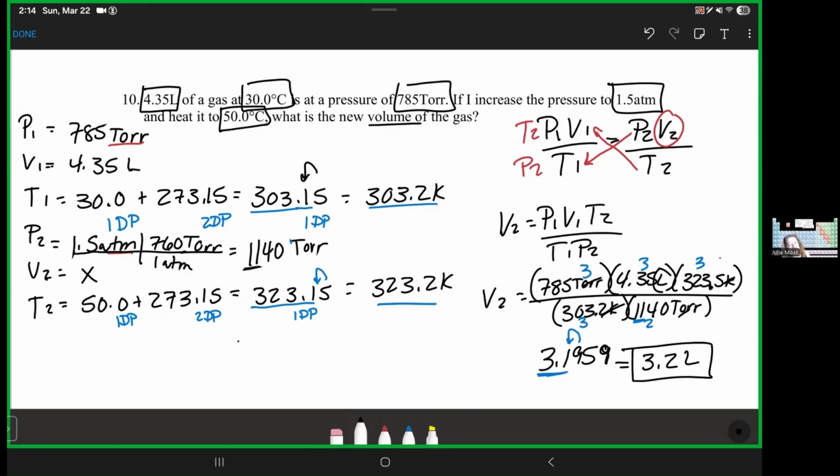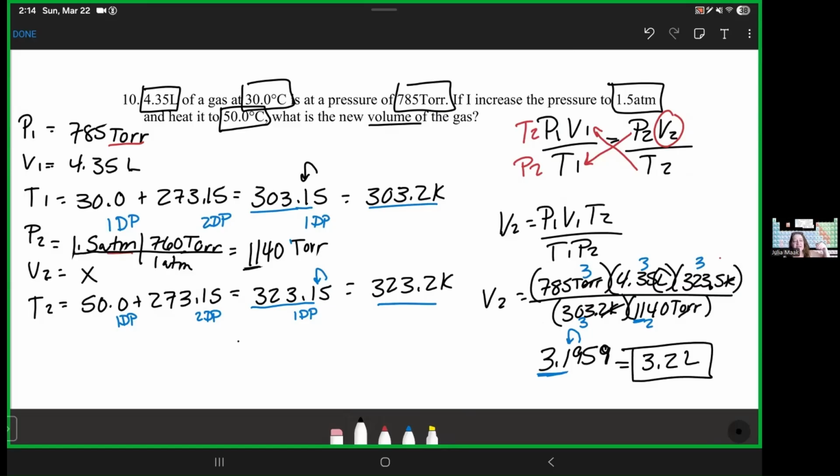Okay. And these aren't as easy to estimate, like, is that correct? Is that not correct? If we look, we see that our pressure went up and our temperature went up. So the volume would go down with the pressure going up, but go up with the temperature going up.